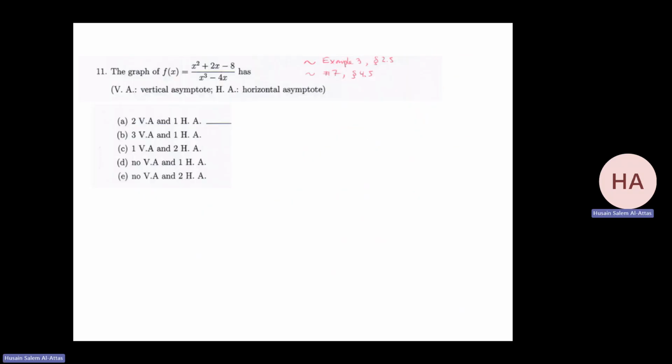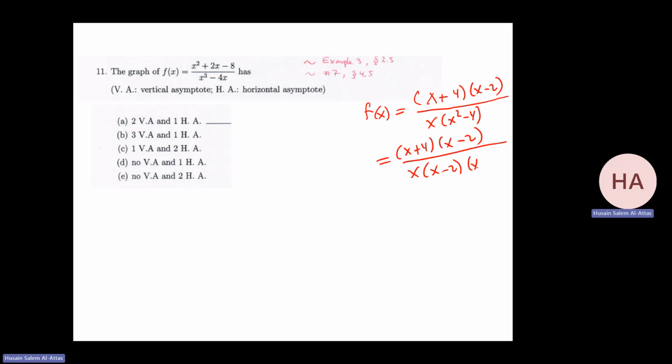Okay, the graph of this function has how many vertical asymptotes and how many horizontal asymptotes? Usually the question will combine 2.5 and 4.5 about the asymptotes. So let me first simplify it or factor the values. I have x plus 4, x minus 2 over, here x squared minus 4, which is x minus 2, x plus 2. Okay. So now, what are the possible vertical asymptotes?